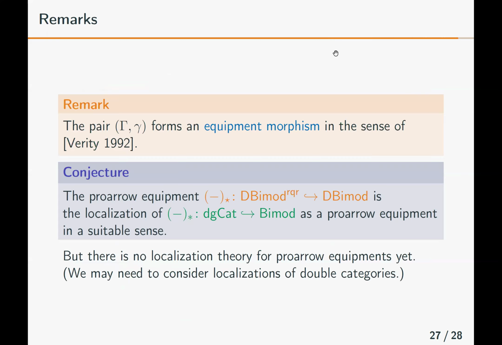So you mentioned the notion of equipment morphism. As I mentioned, the notion of pro-arrow equipment can also be formulated as suitable double categories. Yes. And can we characterize equipment morphisms in those double categorical terms? I haven't checked yet, but it corresponds to a pseudo double functor. Okay, I see. Thank you.